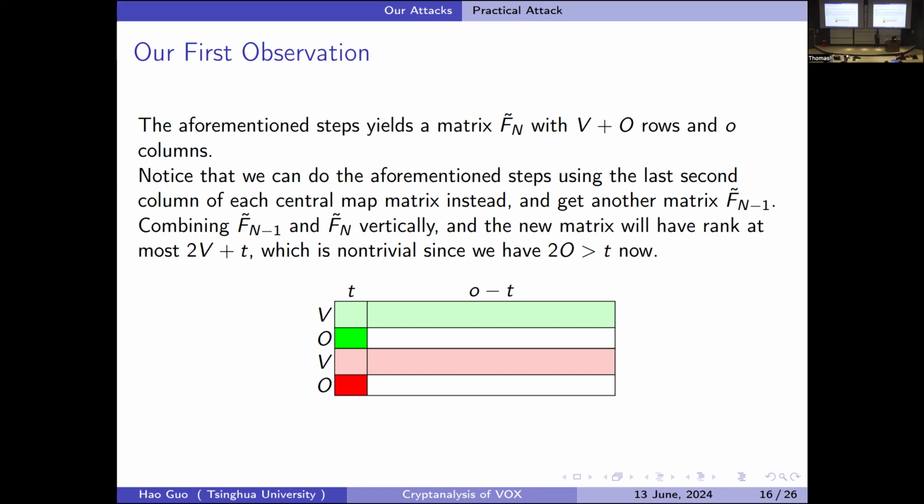Since we are having the first part, the upper right part here has a rank of 2V, because as you can see here, V is small and O is large. And for the down left part here, we have 2O larger than T. So this part will give a rank of only T, which means the total rank of this matrix will be at most 2V plus T. And this is a non-trivial thing for now.